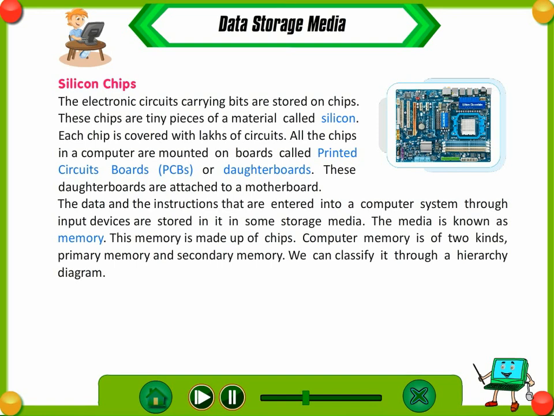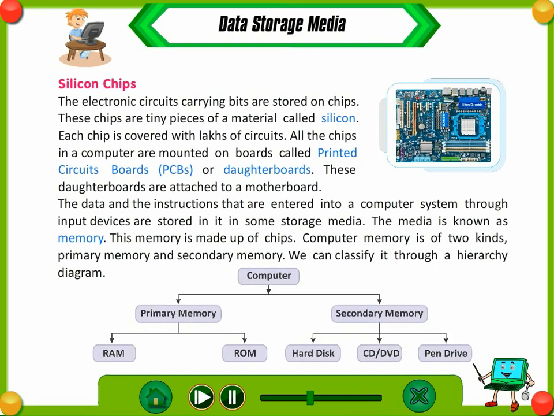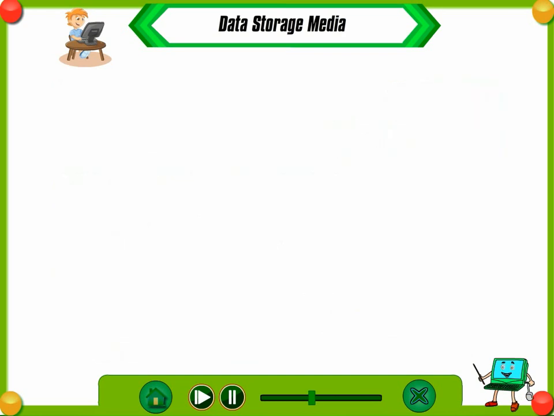The data and instructions that are entered into a computer system through input devices are stored in some storage media. The media is known as memory. This memory is made up of chips. Computer memory is of two kinds, primary memory and secondary memory. We can classify it through a hierarchy diagram. Computer: primary memory, RAM, ROM; secondary memory, hard disk, CD or DVD, pen drive.